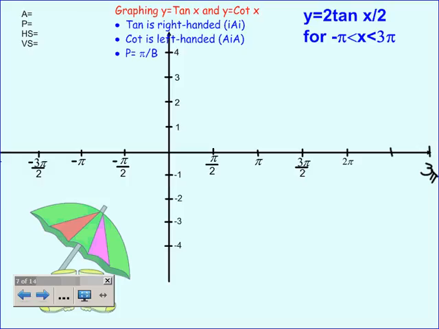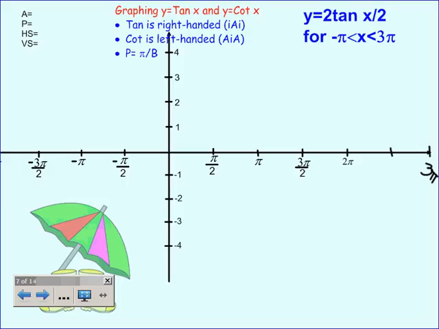Here we have y equals 2 tangent x over 2. X over 2. Please copy that carefully. Get your graph ready. I'll try to pause just a minute while you get that written down. We're going from negative pi to 3 pi. Look and tell me what the value of A is.